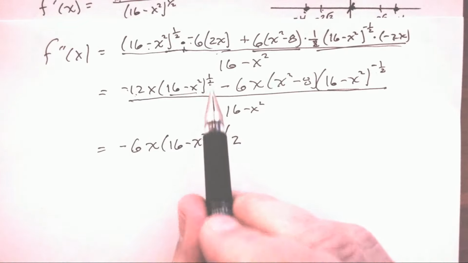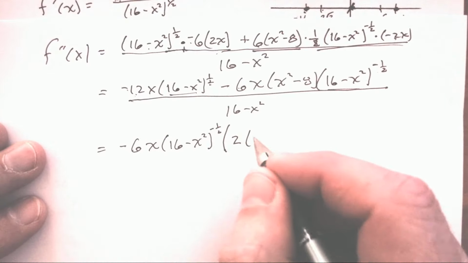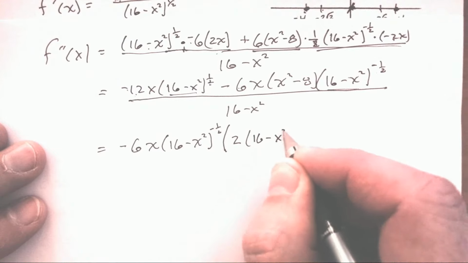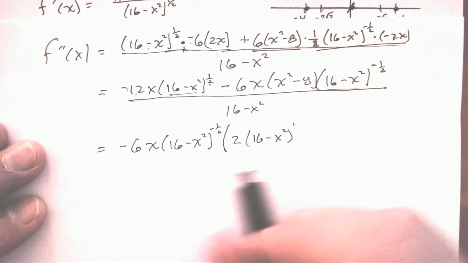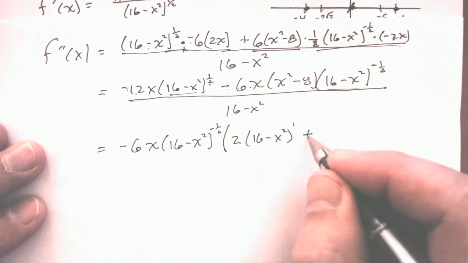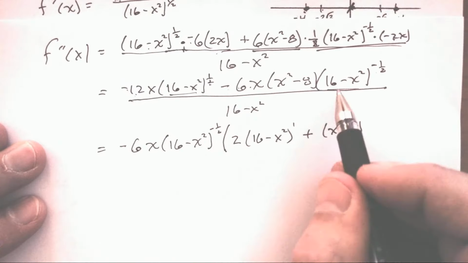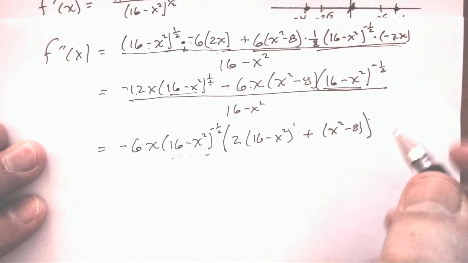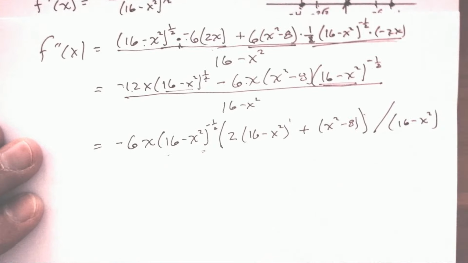We take 1/2 minus negative 1/2. That is one of these things. I need one of these 16 minus x squareds, just to the first. That's a good problem. Then if I took out a negative 6x, this becomes plus. I did not take out x squared minus 8, but I did take out exactly that term. And all of that is to be divided by 16 minus x squared.